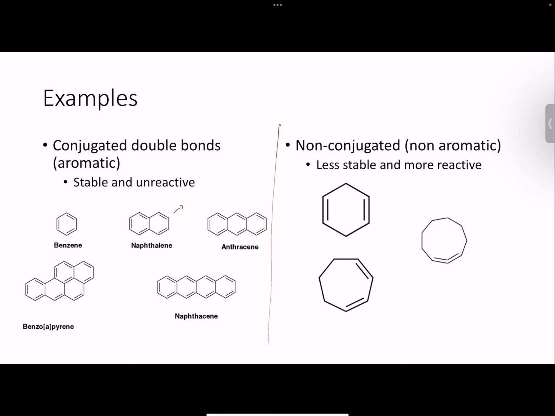On the right, these are not examples of conjugation. In the first one here, you've got a carbon, a carbon, a carbon. There are two single bonds beside each other. They're not alternating. Here, you've got all single bonds, two double bonds beside each other. That's not alternating. And here, even though this half of the molecule is alternating, this half is not. So the entire structure needs to be alternating for it to be an aromatic compound.